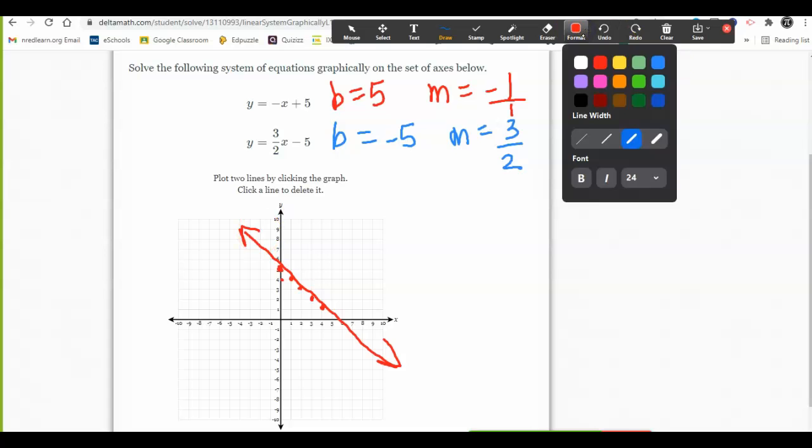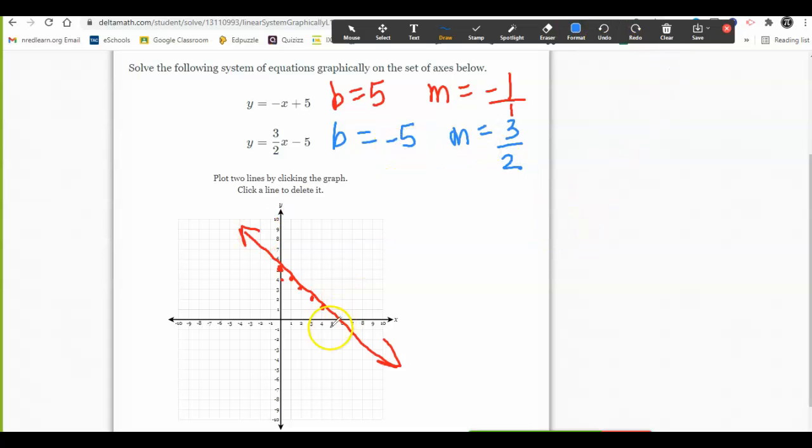Now for my blue line. Start at -5, and my slope is up 3, 1, 2, 3, over 2, 1, 2. Again, up 3 over 2, and again, up 3 over 2.